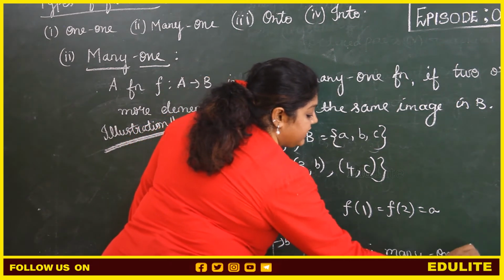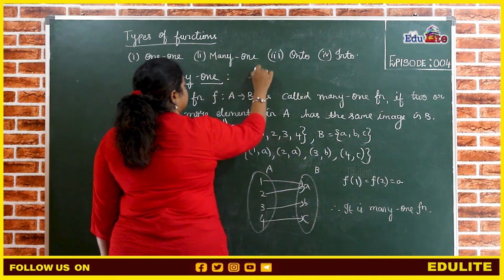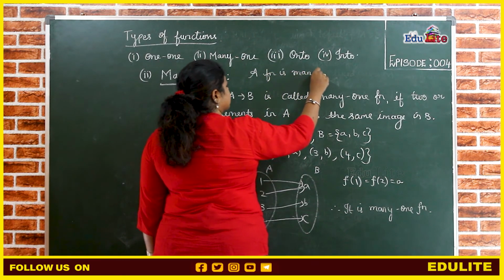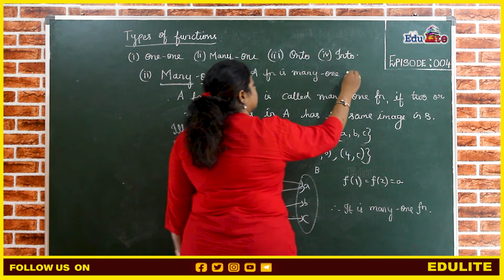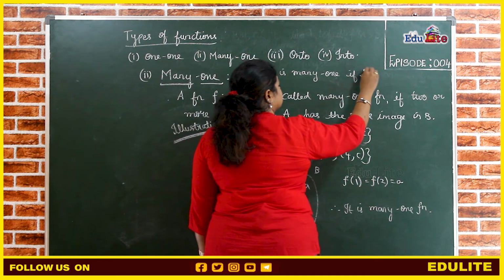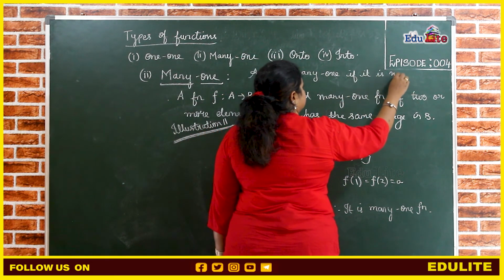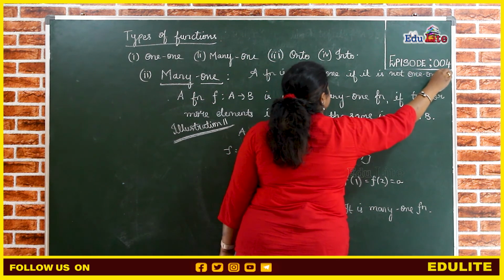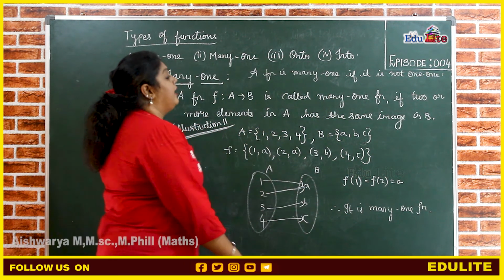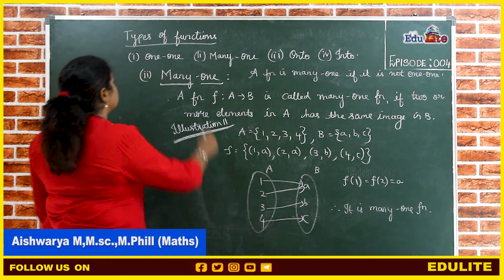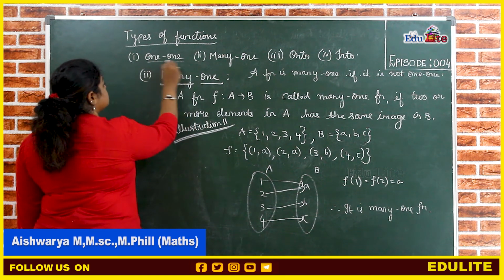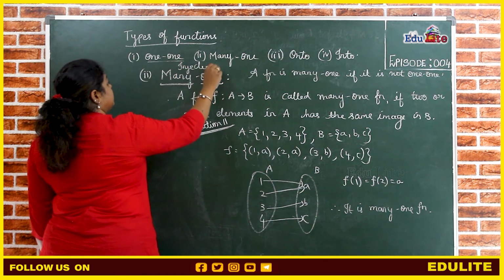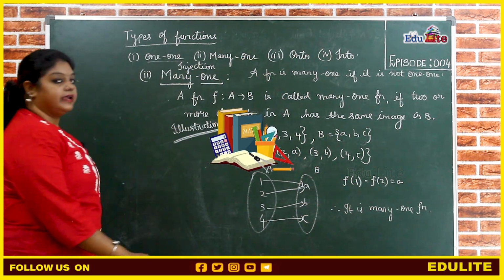In simple words, we can say a function is many-to-one if it is not one-to-one. Simply, if it is not a one-to-one function, then it is called a many-to-one function. And one more thing I wanted to say is that a one-to-one function is also called an injection.